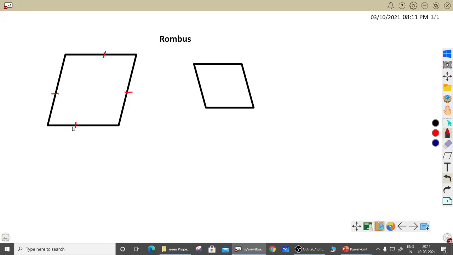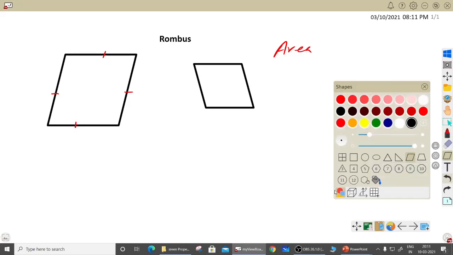Now, finding the area of a rhombus: if base and height are given, we can calculate, but they will not be given. Then how can we calculate? The peculiarity of a rhombus is that it has all sides equal, opposite angles equal, opposite sides equal, and all these parallelogram properties are applicable. The special property of a rhombus is that, let me show you.